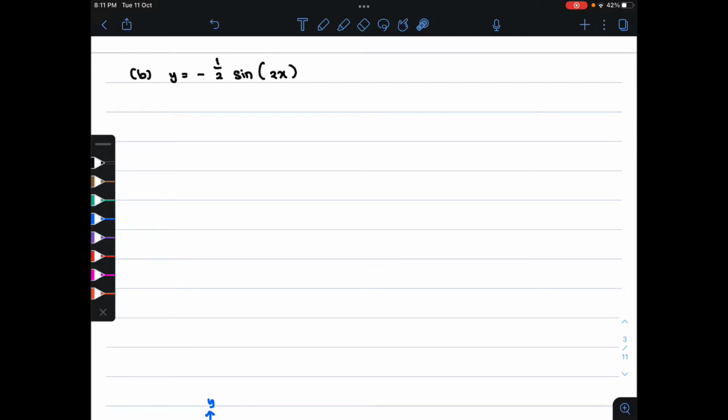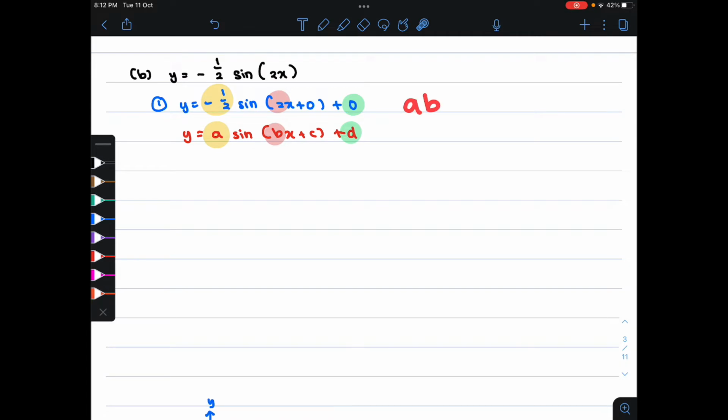For part B, we can see that this is a sine function, and here at the back is going to be plus 0. So A is negative half, B is positive 2, and D is 0. Therefore, when you do A times B, A is negative half and B is positive 2, so that will give you negative 1, which is negative. Hence, our graph will look like this.